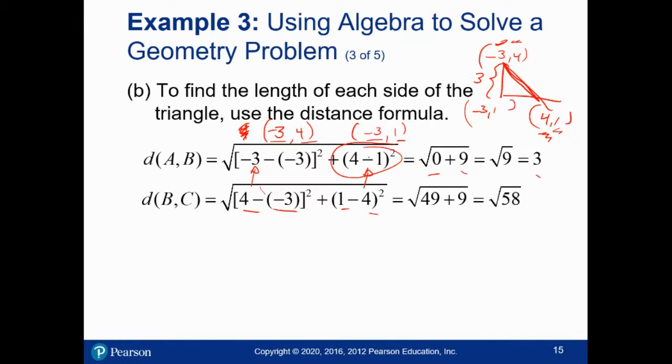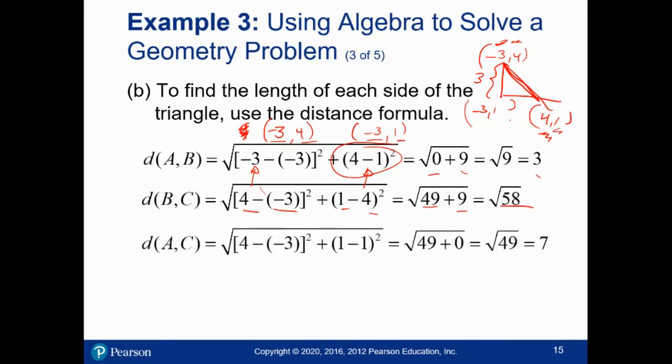Okay, 4 minus -3 is 7, 1 minus 4 is -3. Square those and you get 49 and 9 for root 58. And then the last side, that's just going to be down here on the bottom.